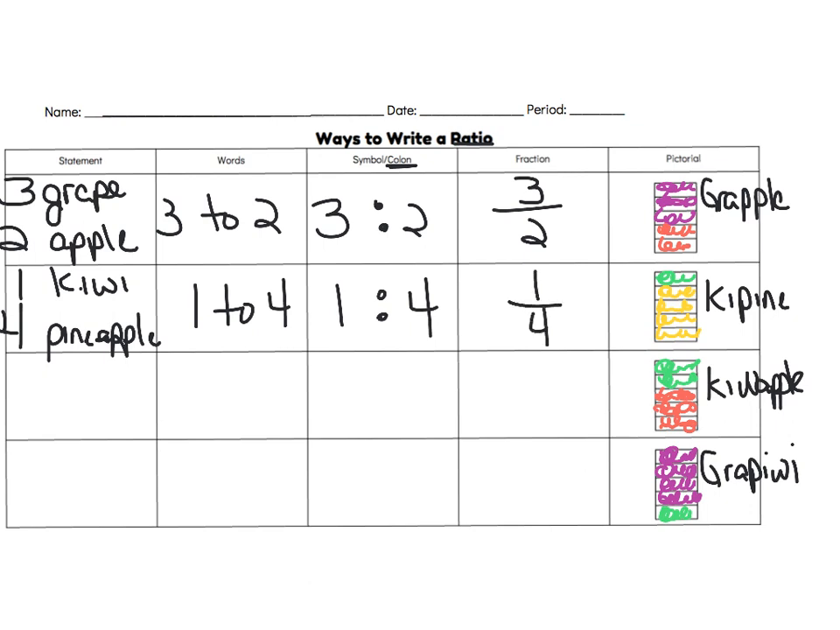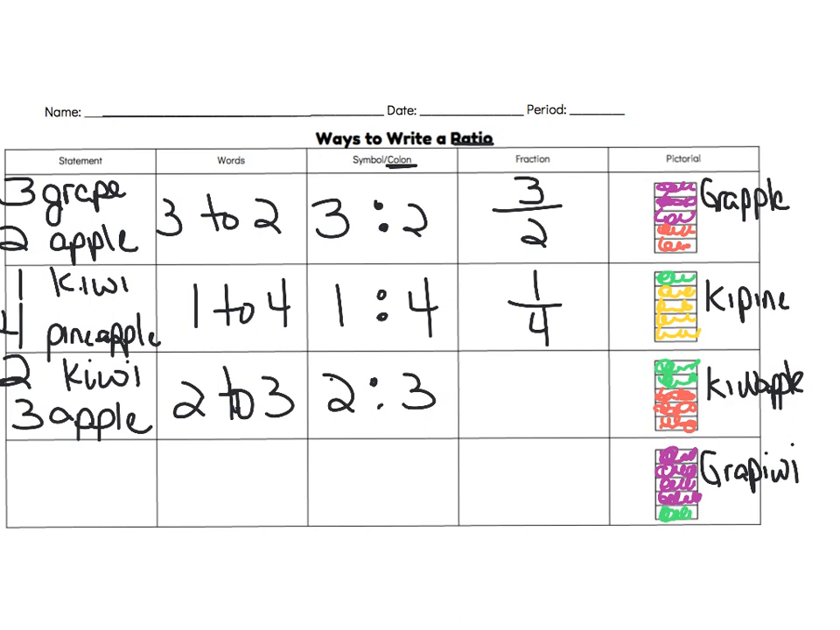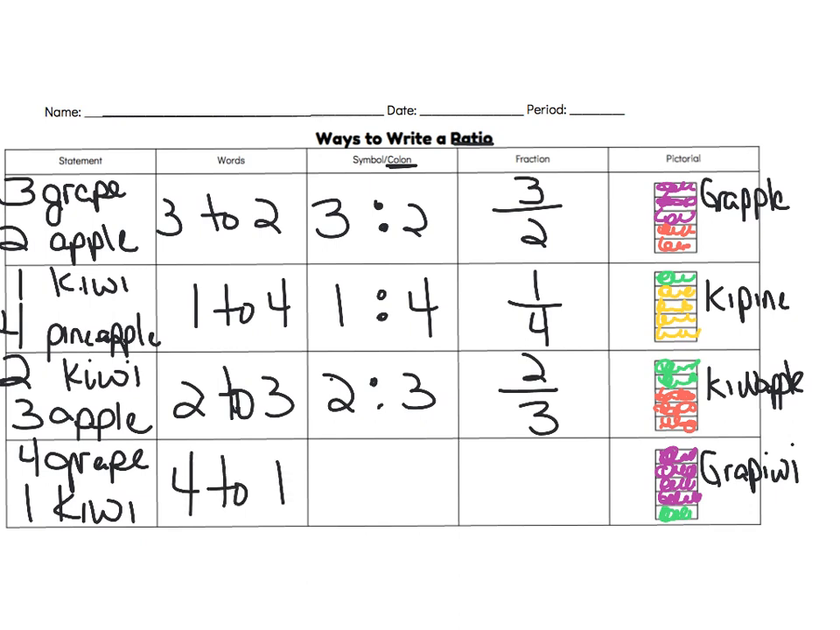Then we have 2 kiwi and 3 apple. So that's 2 to 3, and 2 over 3. Then the last one is 4 grape and 1 kiwi. So it's going to be 4 to 1, 4 to 1, and 4 over 1.